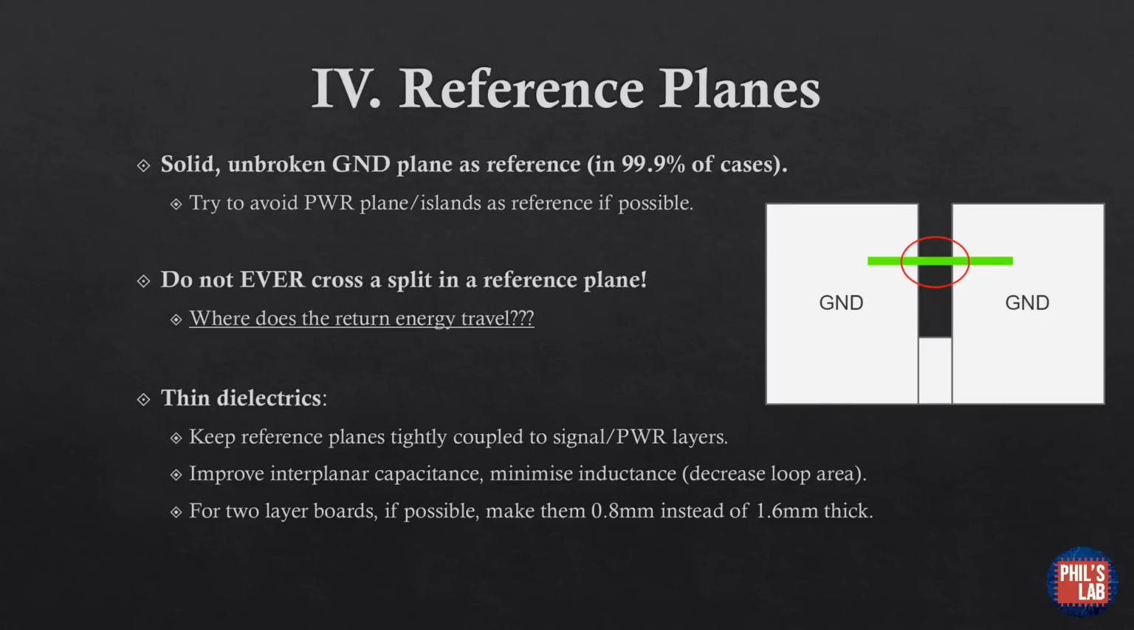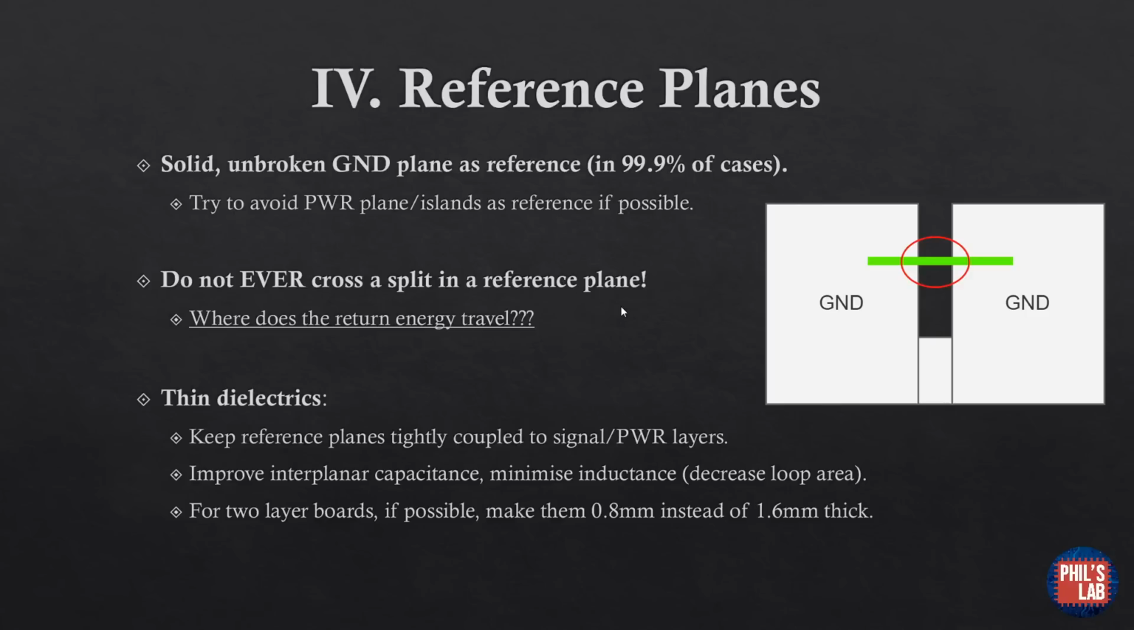The biggest point or mistake one can make with PCB design or layout is to never ever cross a split in the reference plane. So for example, if for some reason you have this split in your reference plane, the worst thing you can do is cross this split with a signal trace. You always have to ask yourself, where does the return energy travel? The return path will be directly beneath the trace we saw before. Because of this split, this return path has to go all the way around. So never cross a split in a reference plane.